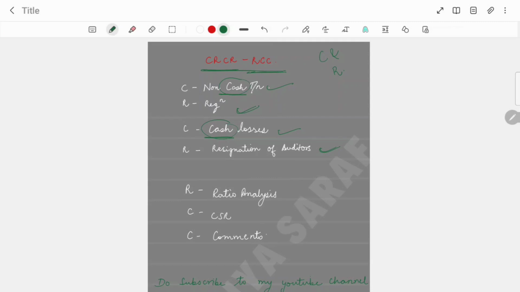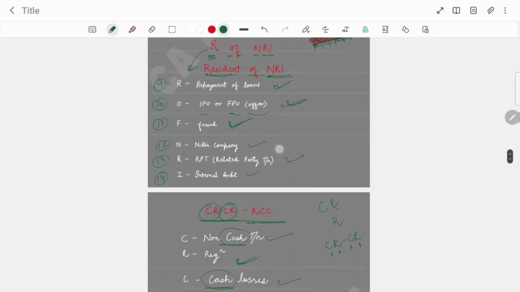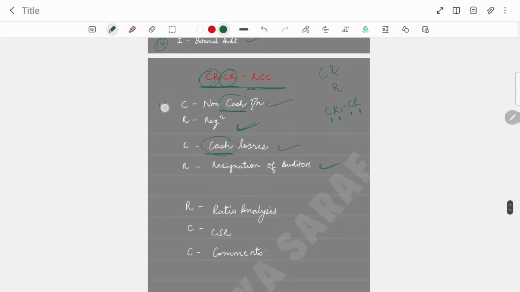So from CR it was non-cash transactions and then registration. Then again from the first CR, it is non-cash transactions, then registration under RBI Act. Then from the next CR if we revise, it is cash losses and resignation of auditors. So if we revise this CR, from C non-cash transactions, R registration under RBI Act. C cash losses, R resignation of auditors. Till 14 we had done earlier, so this one is 15, 16, 17, 18th clause. Till 18th clause we have done.